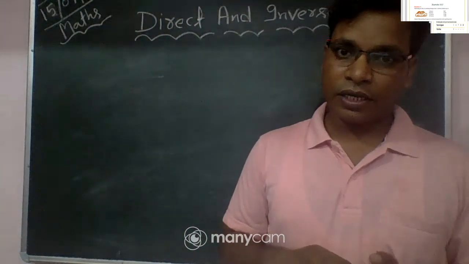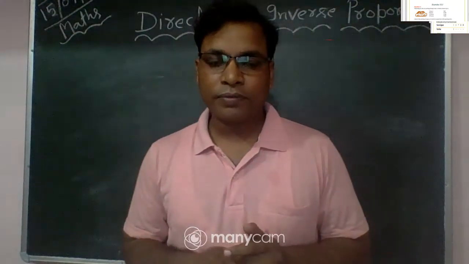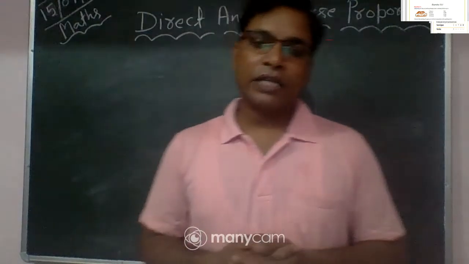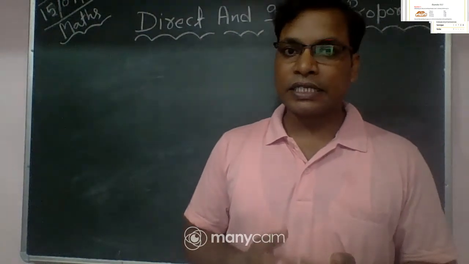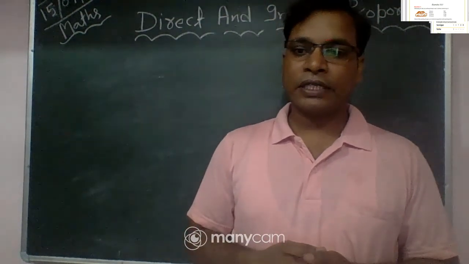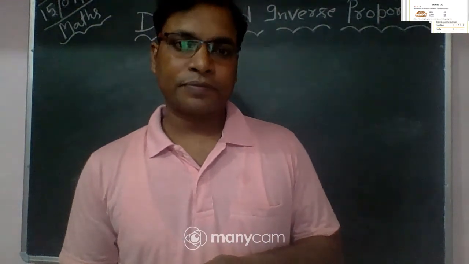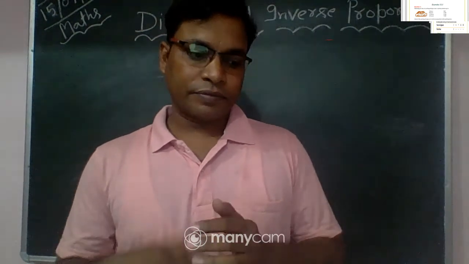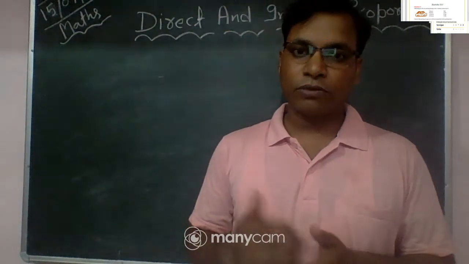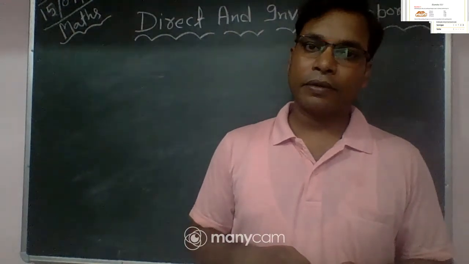So from our discussion, you observe that two quantities are said to be in direct proportion if the increase or decrease in one quantity causes the increase or decrease in the other quantity. So this is called direct proportion. It means that if you purchase more pens, you pay more money. If you purchase fewer pens, you pay less money.